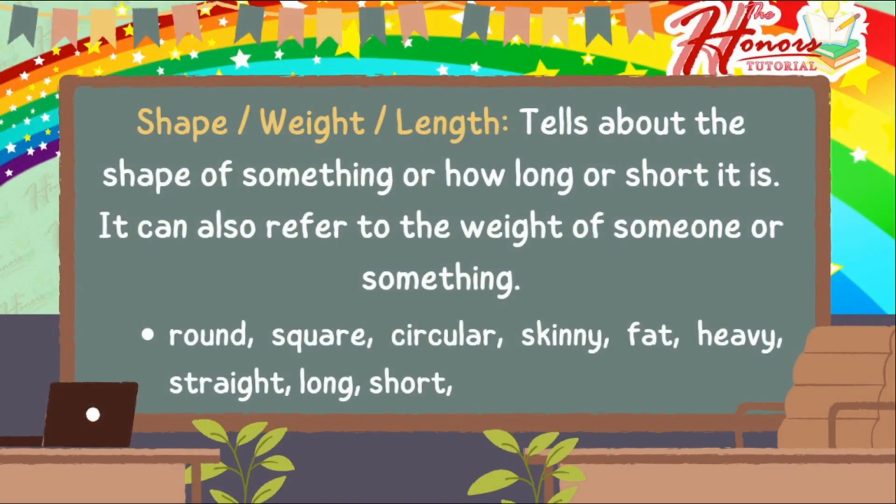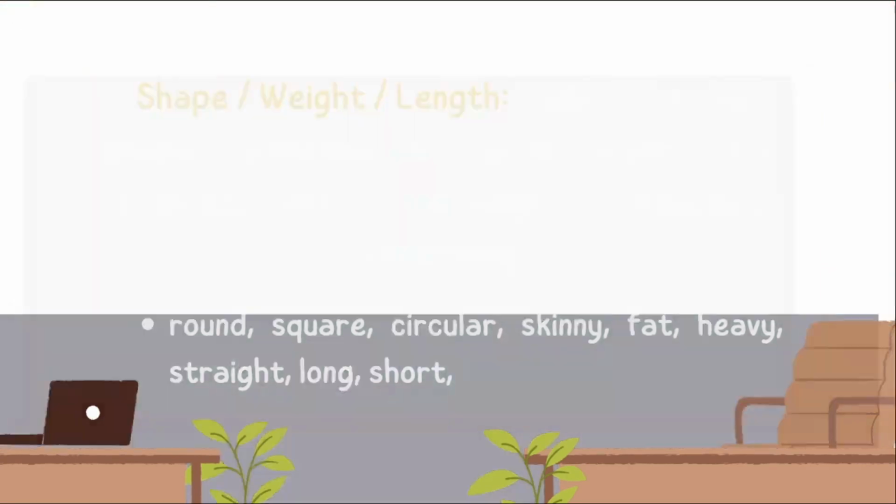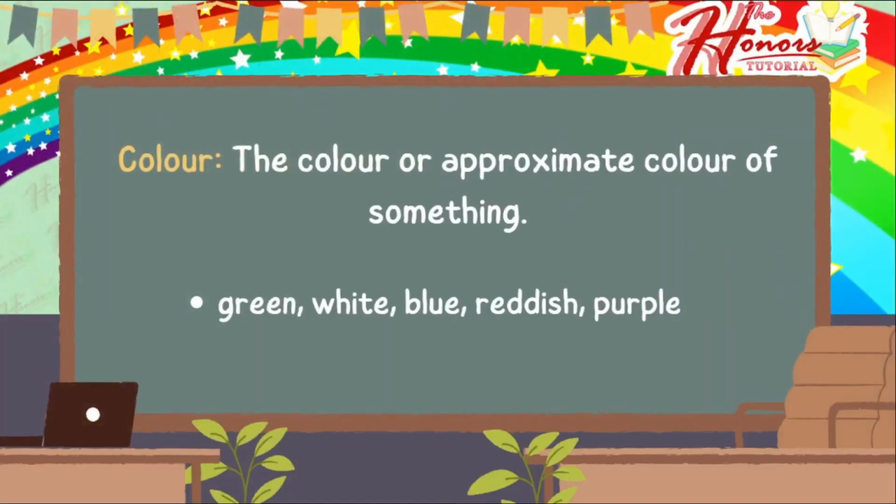So after the adjective age, we have here the adjective shape, weight, or length. It tells about the shape of something or how long or short it is. It can also refer to the weight of someone or something. Like for example, round, square, circular, skinny, fat, heavy, straight, long, and short. Can you give me another example of this adjective? Good job!